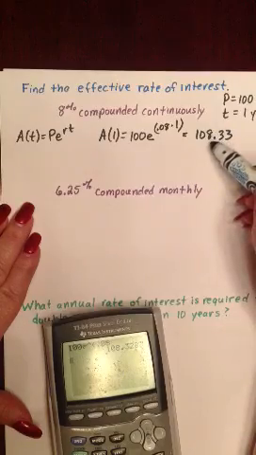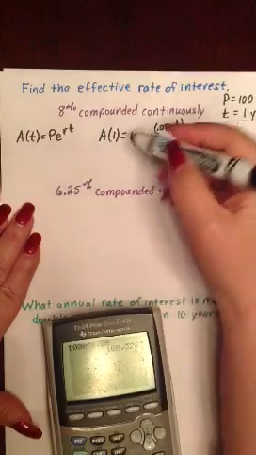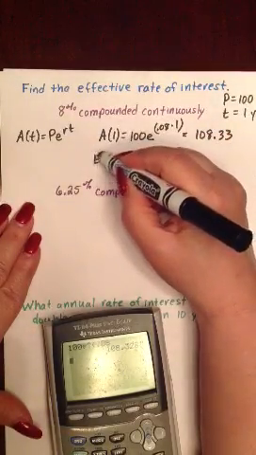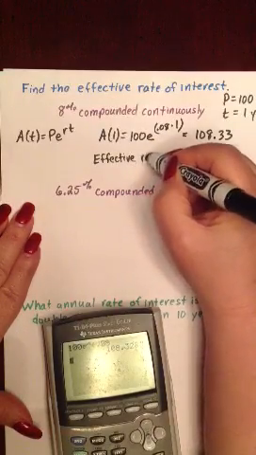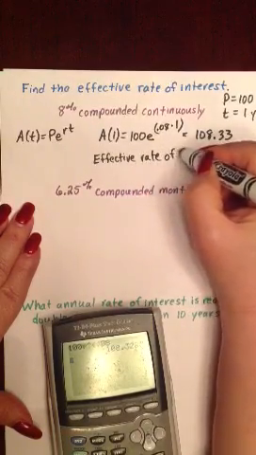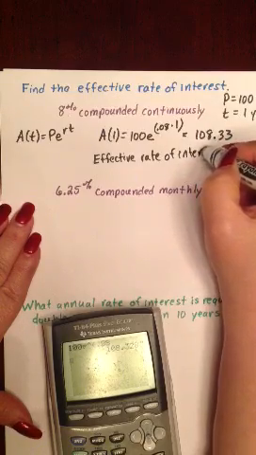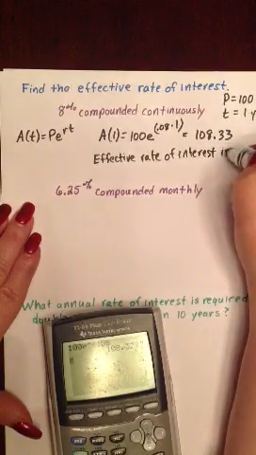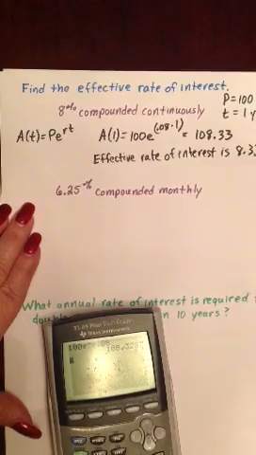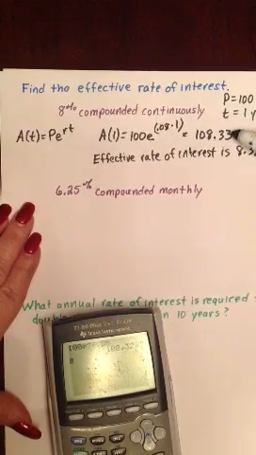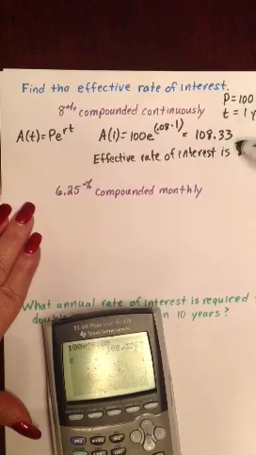I made $8.33, so I would say the effective rate of interest is 8.33%. How did I get that? That's how much money I made off of $100. So that is my effective rate of interest, 8.33%.